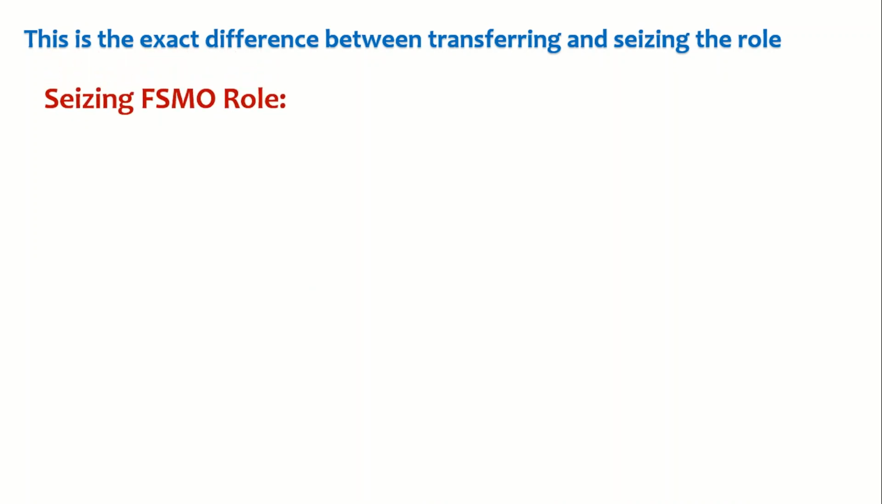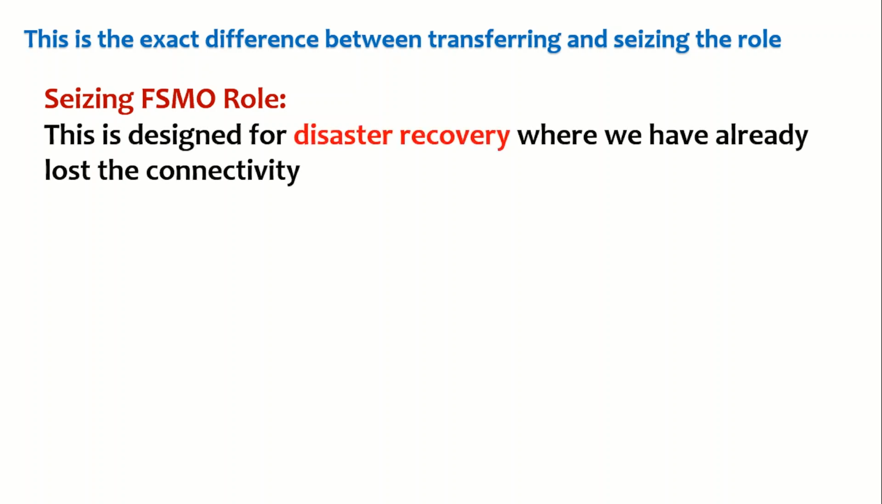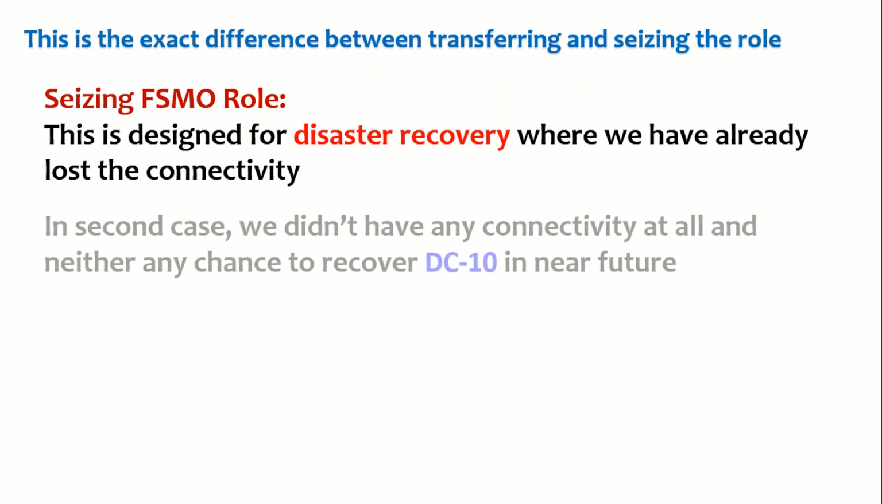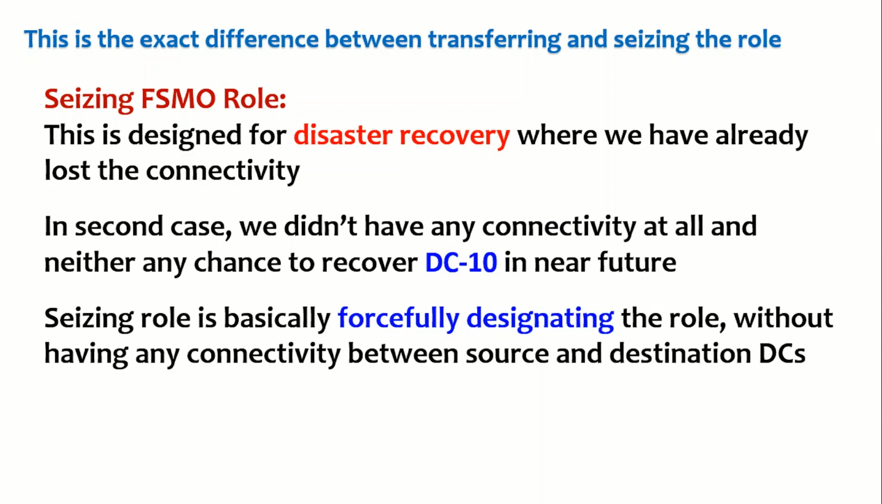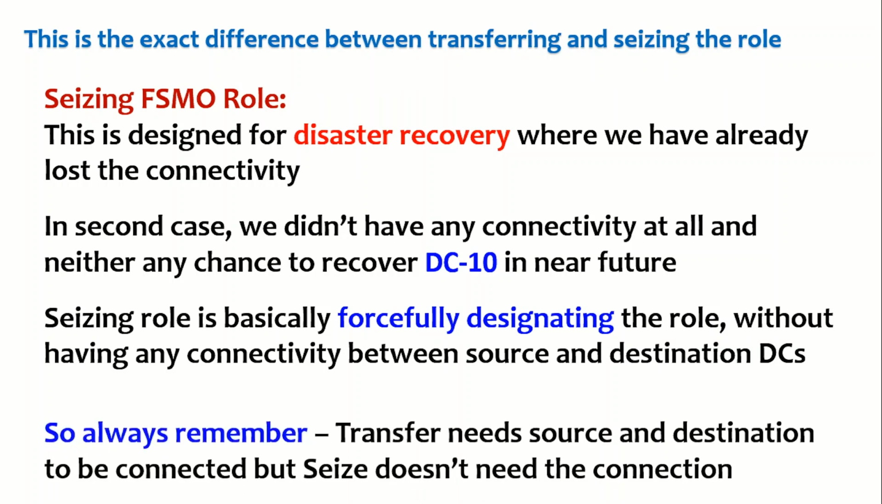Now let us understand FSMO seizing. FSMO seizing is designed for disaster recovery where we have already lost the connectivity to that particular dead domain controller. In our second case, we didn't have any connectivity at all, nor any chance to recover DC10 in the near future. So we had only one choice, to seize and perform metadata cleanup. Seizing a role is basically forcefully designating the role without any connectivity between the source and destination domain controllers. So always remember, transfer needs the source and destination to be up, running and connected, but seize doesn't need the connection.